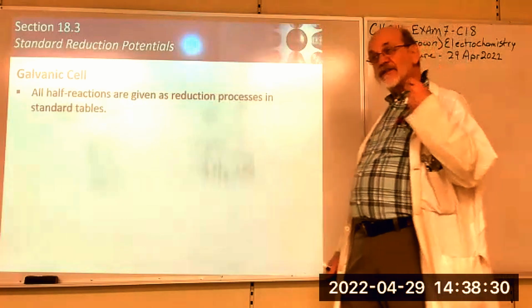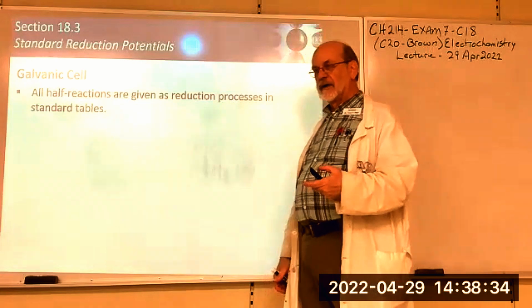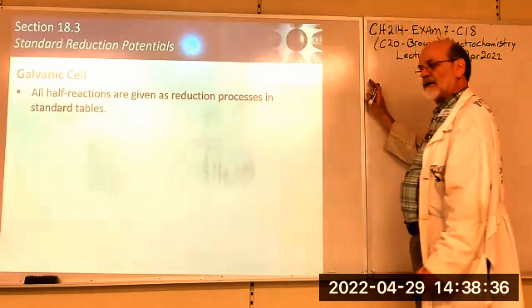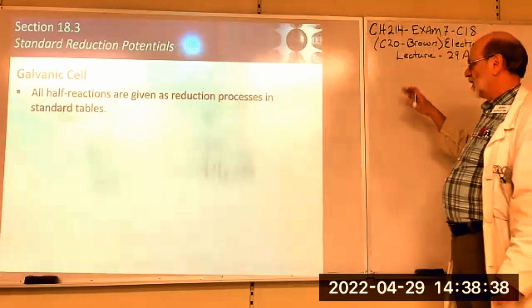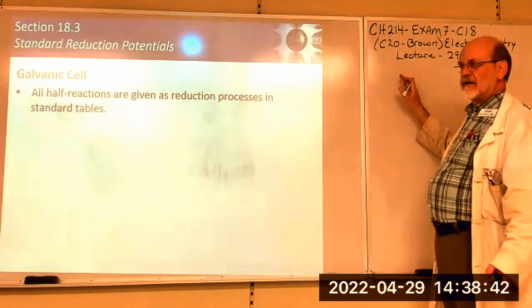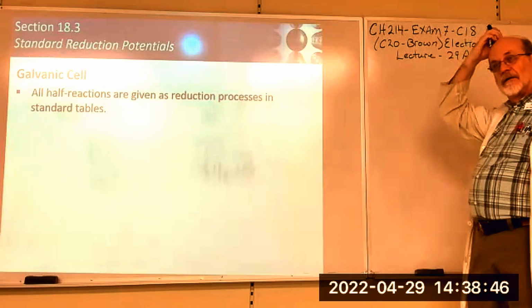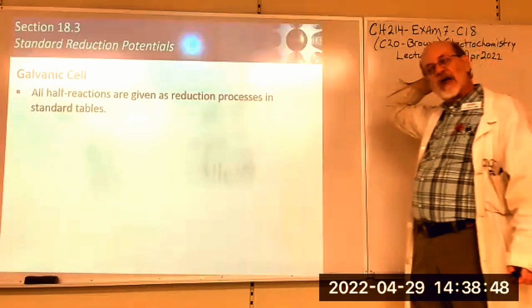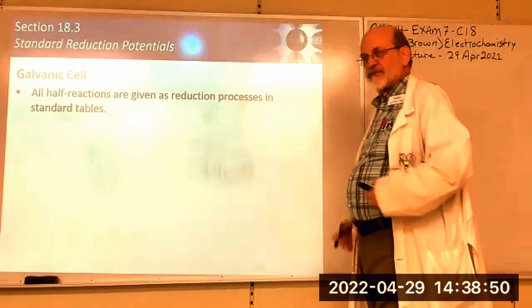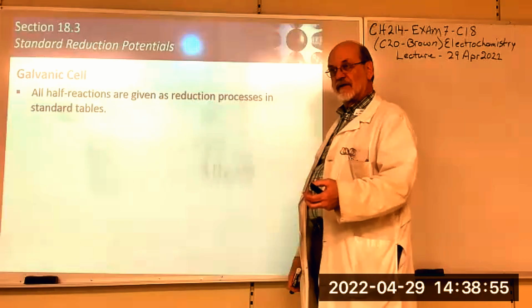And these tables are always set up as reduction potentials. So it'll be some ion plus electrons, but it doesn't have to be an ion. It's the reactant plus electrons yield something. So the electrons are always on the left-hand side. They're always reduction potentials. So some of them will be positive, some of them will be negative.